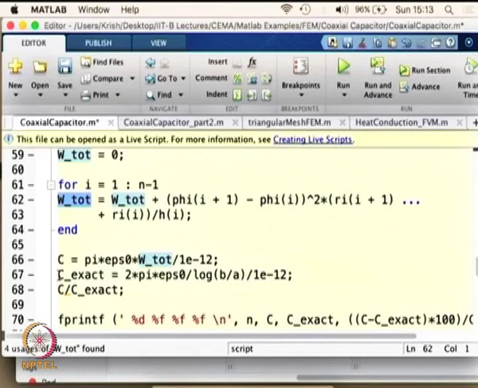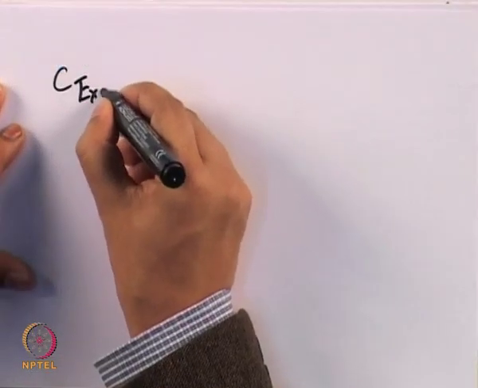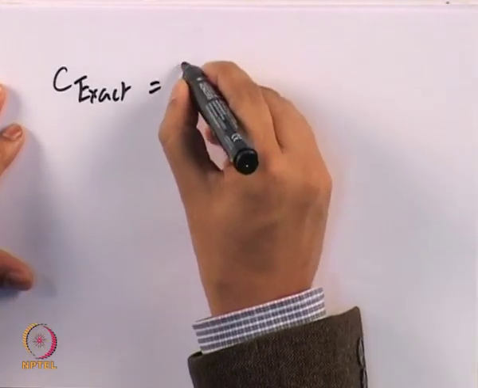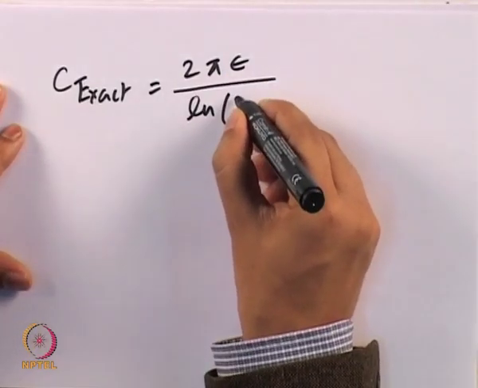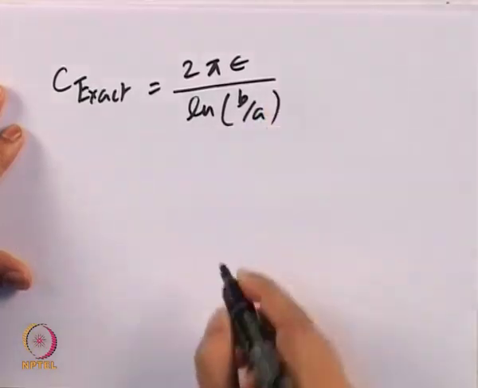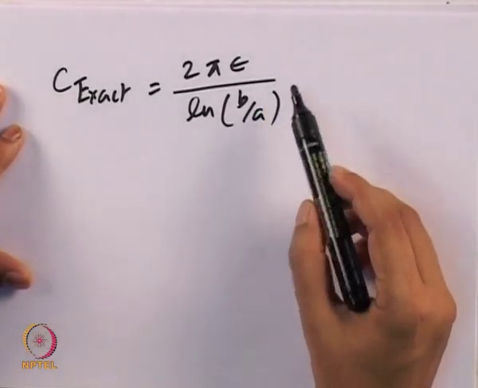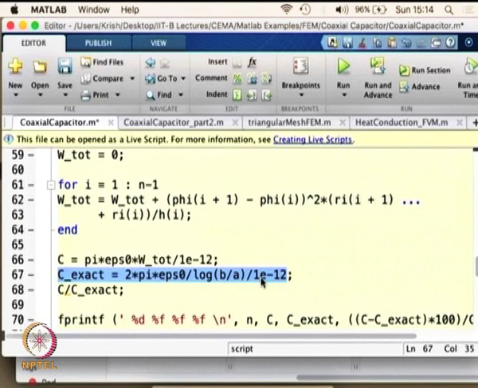And once we have that, we can also know the exact value for the capacitance based on the theoretical value which we discussed in the earlier module, and once we use that value for this particular geometry, we are able to calculate the value for C exact. C exact will be given by 2 pi epsilon divided by natural logarithm of B by A. Since the unit will be in picofarad, we have put 1 into 10 power minus 12 here, so this is not important, but this is the way we are computing the exact value.